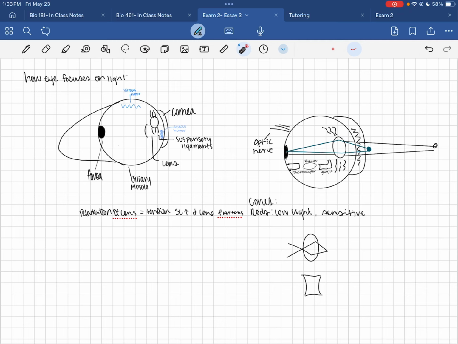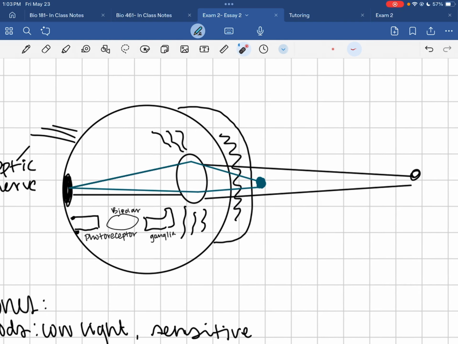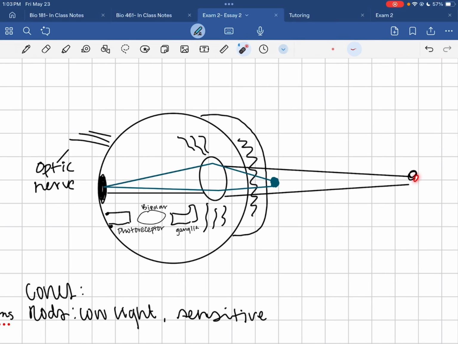Yeah, aqueous humor would be over here. And then we have our vitreous humor over here. So focusing light on the retina is the most important. Light has to be reflected off of an object in order for us to see it.